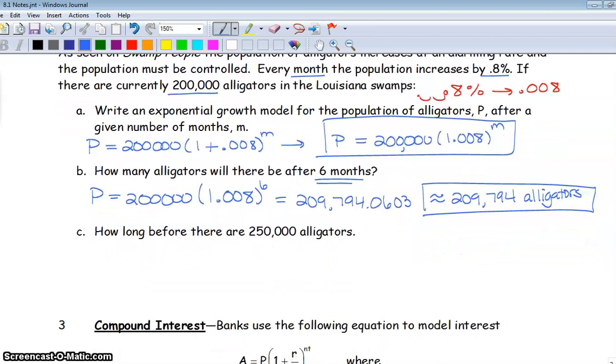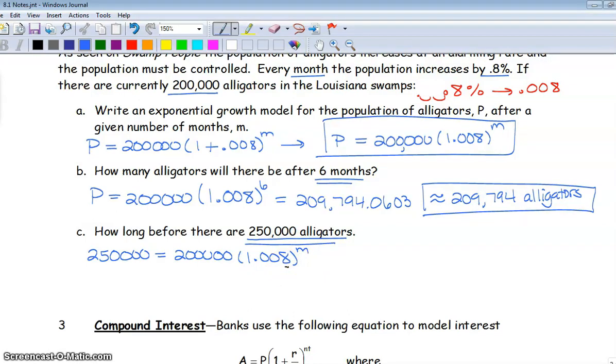Alright, part C, how long before there are 250,000 alligators? This time we want to find our M, how many months, when we have the final number. So our P, our population, is now 250,000, which is equal to 200,000 times 1.008 raised to the M power, where we're trying to find that number of months.